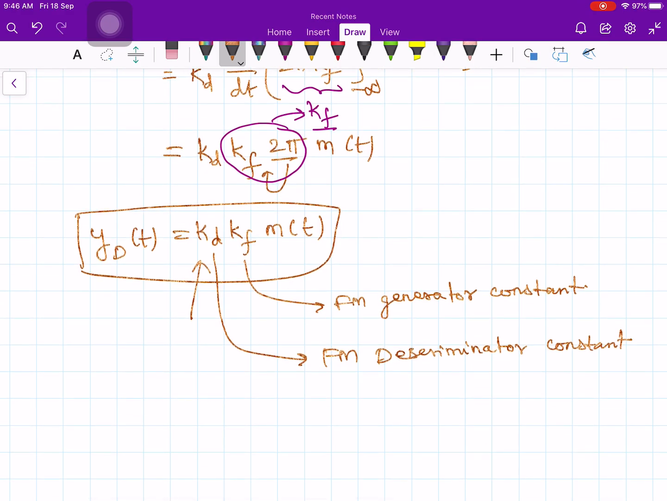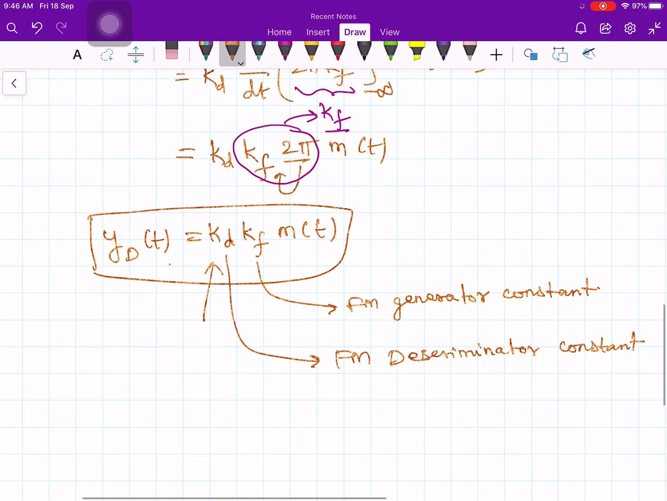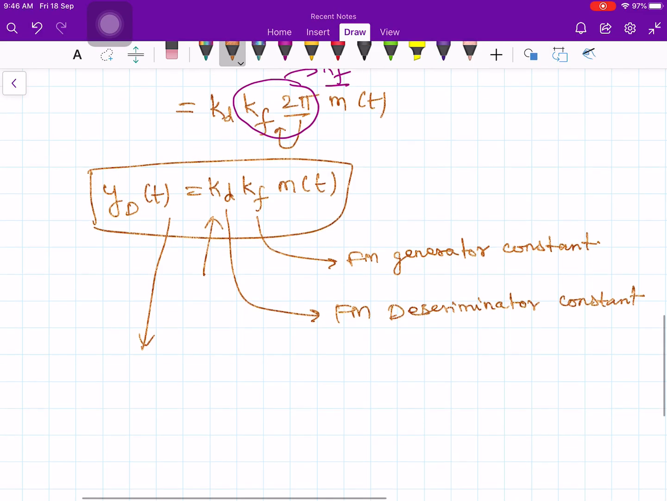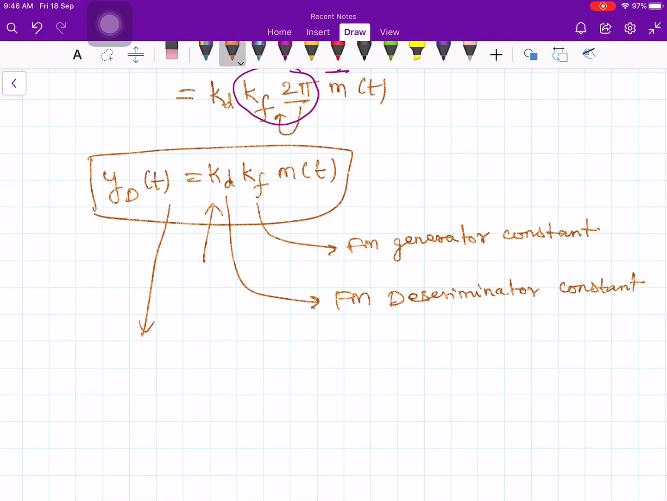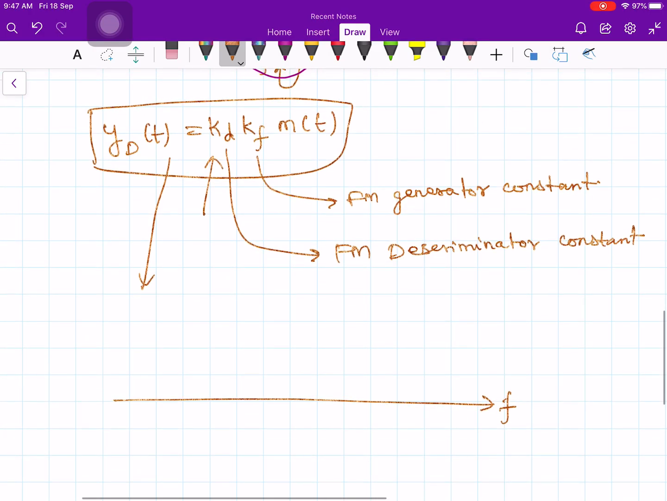If you want to express this relationship graphically, on the x-axis suppose I show the input frequency. What kind of characteristics do we want? When the input frequency is equal to the carrier frequency itself, that means at that instant the message signal value is 0, right?